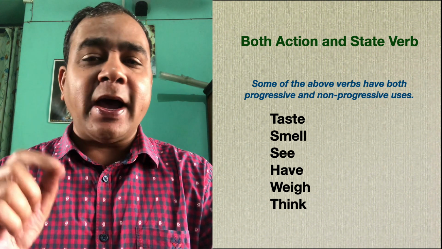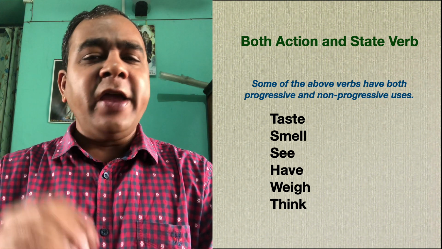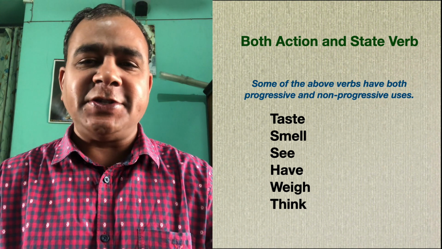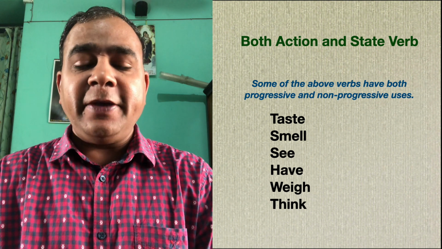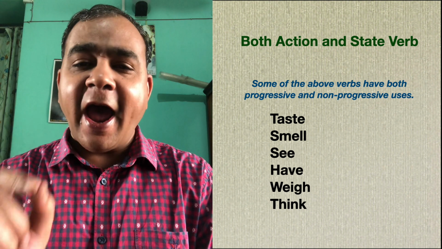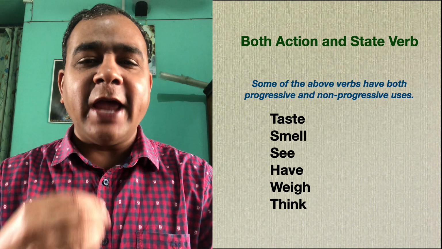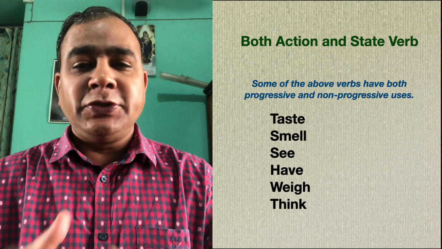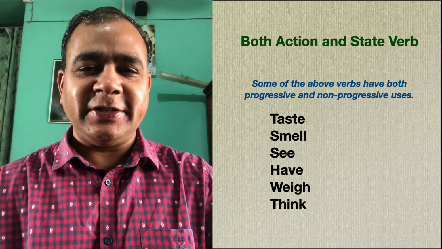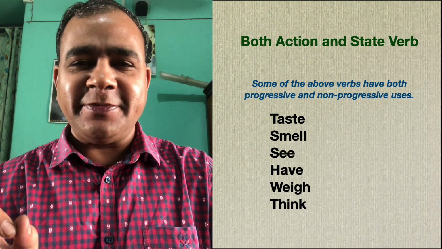Say for example, this have is a very, very classical example. I have 5 sisters. Okay. I cannot say I am having 5 sisters. But you see, I am having my breakfast. There have has got a meaning of eating. Okay, I am having my breakfast. So there have is used as action verb. But whereas I have 5 sisters, have is a stative verb.